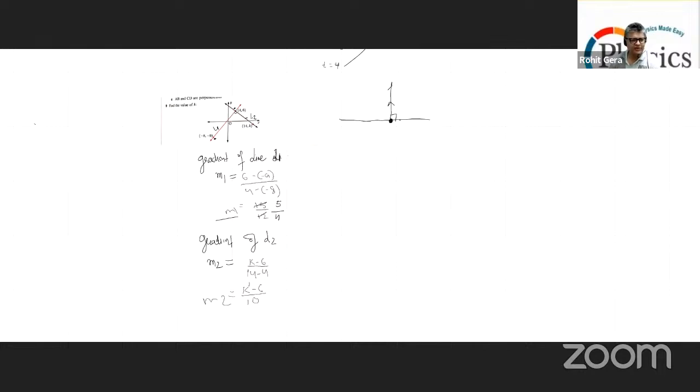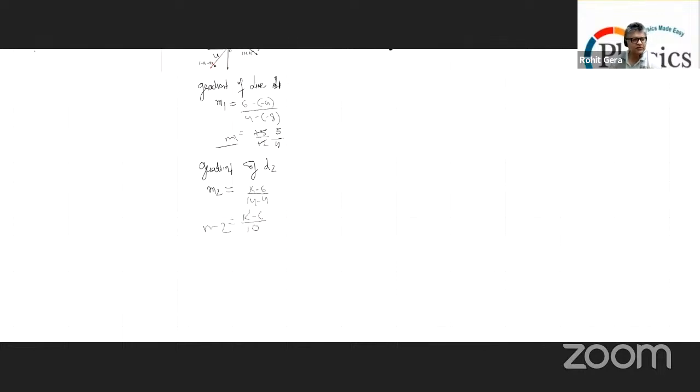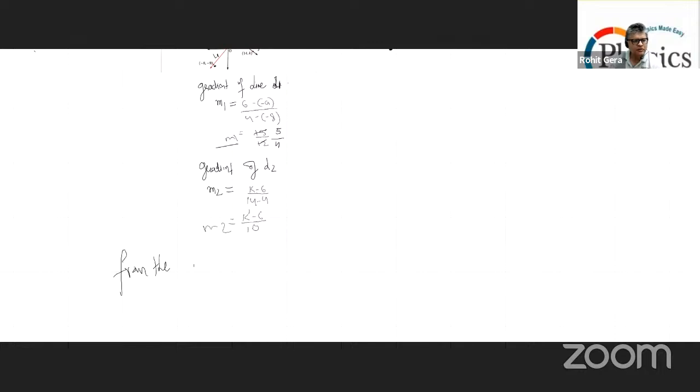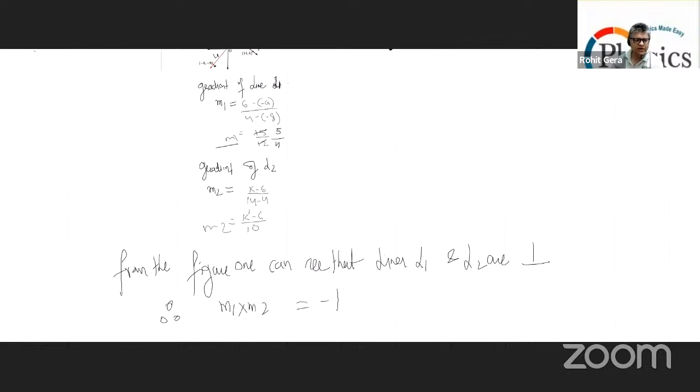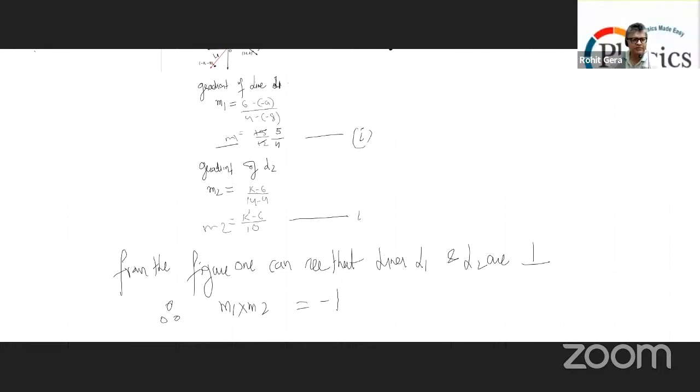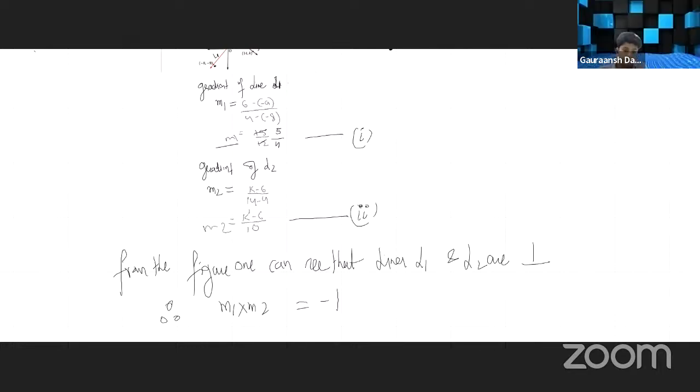So this is what I write to explain to the teacher, assuming the teacher is a dumb teacher who doesn't know anything. From the figure, one can see that lines L1 and L2 are perpendicular. Therefore, M1 multiplied by M2 is equal to -1. Substitute the values you calculated above in this expression. So you have one expression, M1 is 5 by 4 and M2 is (k minus 6) by 10.